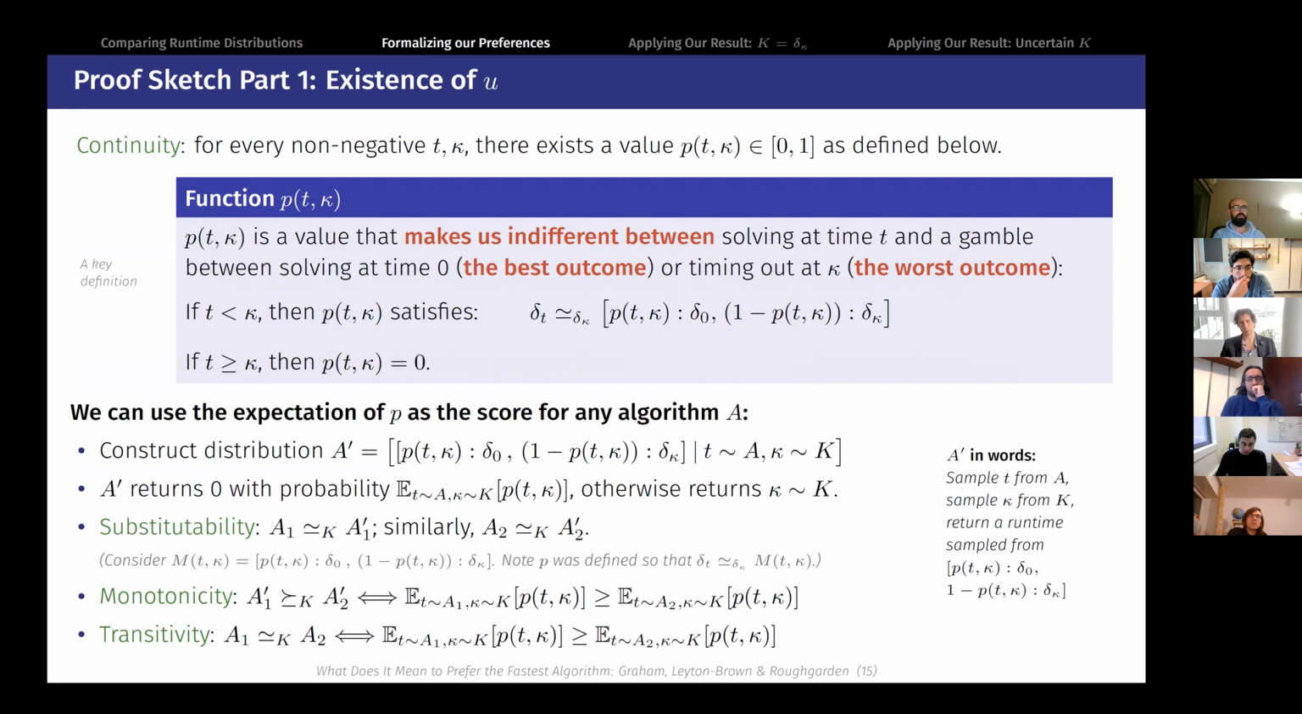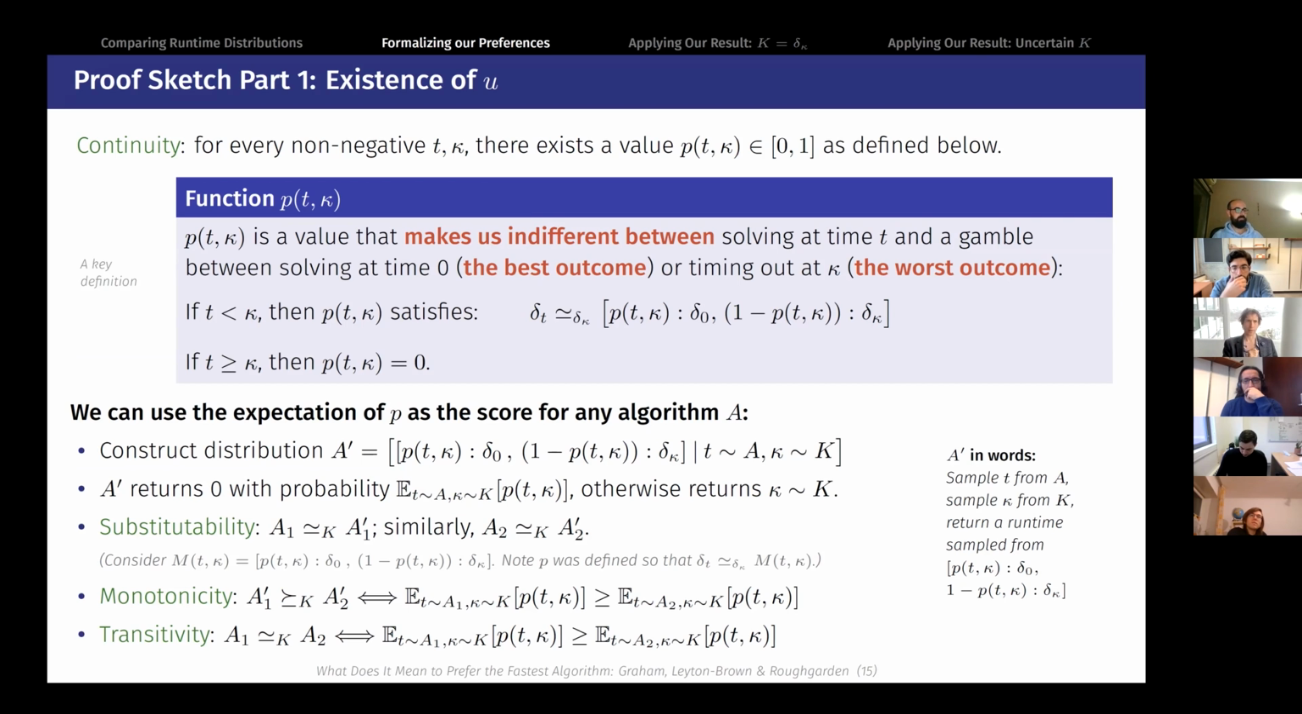So I don't have time to go through the proof here. I'll just put the proof sketch up. But the first part, about the existence of u, basically adapts von Neumann and Morgenstern's proof to our setting. The key idea is to find probabilities p, t, kappa that make us indifferent between the best and worst possible outcomes. The best possible outcome is solving a problem at time 0. And the worst possible outcome is timing out at kappa, because I know that I'm indifferent between all runs that take longer than kappa, because they all just time out.